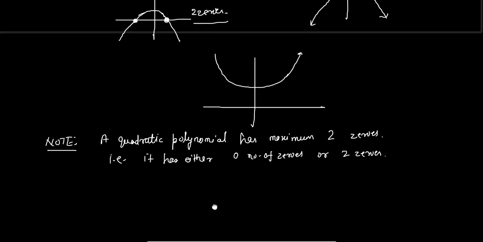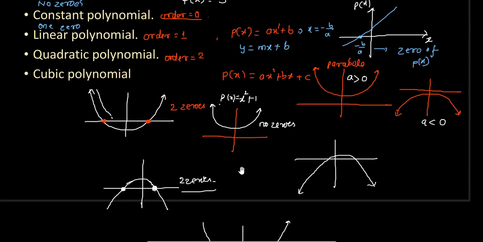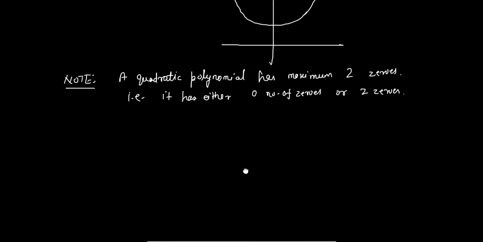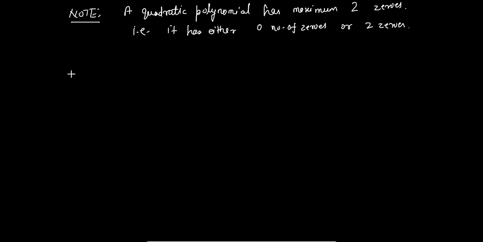The last category of polynomial is the cubic polynomial. As the name suggests, a cubic polynomial p(x) is of order 3. So any general cubic polynomial is represented by ax cube plus bx square plus cx plus d, right? Here we have order 3.